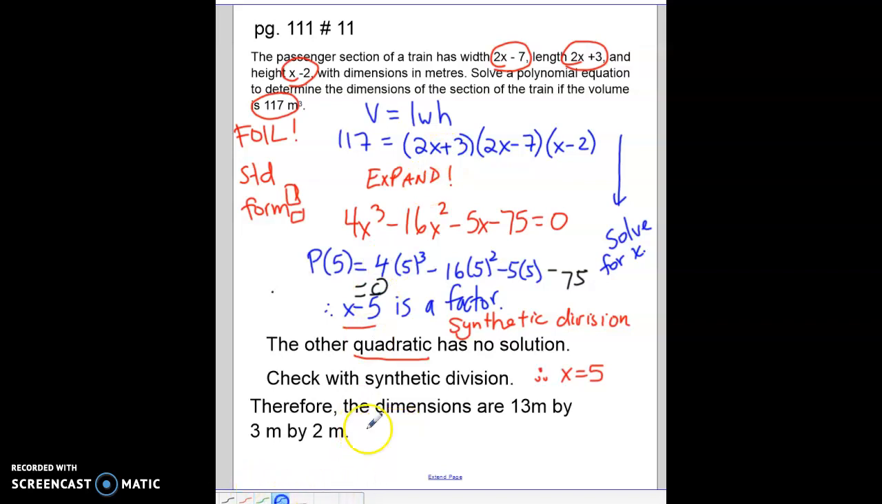So if the expression says 2x plus 3 for the length, then it's going to be 2 times 5 plus 3 to make 13. And there's my 13 meters. The other dimensions, length and width, will be the same. Width and height. 13 meters by 3 meters by 2 meters. That will be the dimensions of the box.